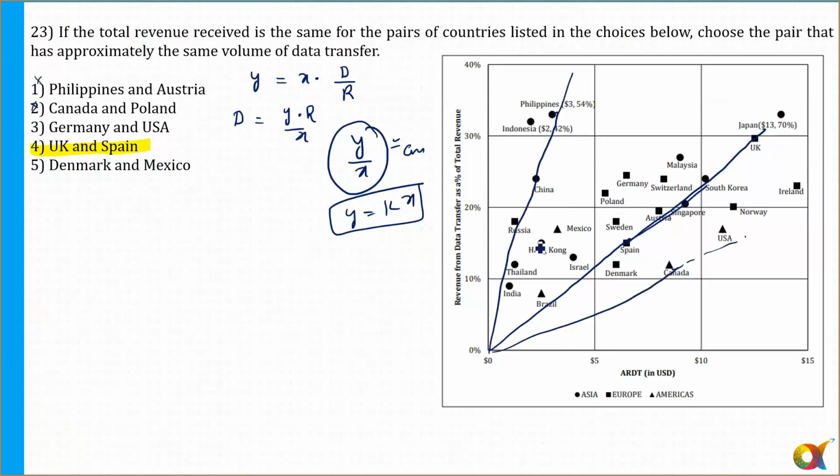Same way Germany and USA, they should lie on the same line passing through the origin. So if I start from origin and go through Germany, is Germany and USA lying on the same line? No. Germany and USA are very far apart, so they can never lie on the same line. And similarly Denmark and Mexico. Now tell me, was this question easy or difficult? There were no calculations. You can avoid the calculations, yes or no?